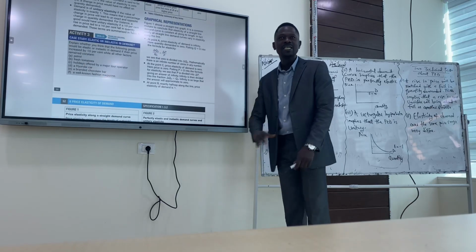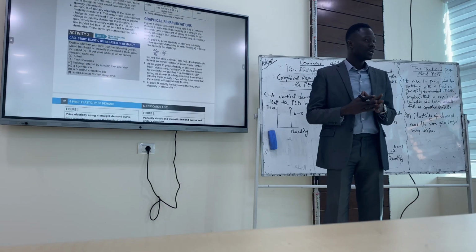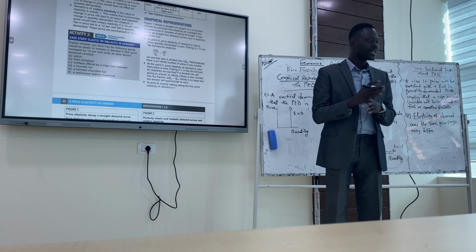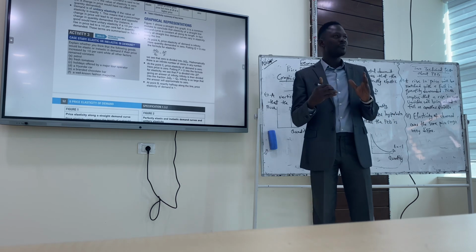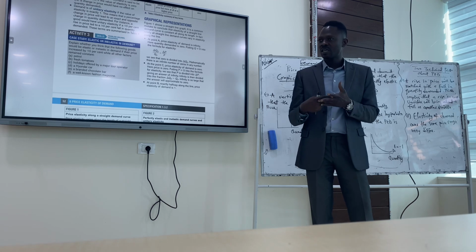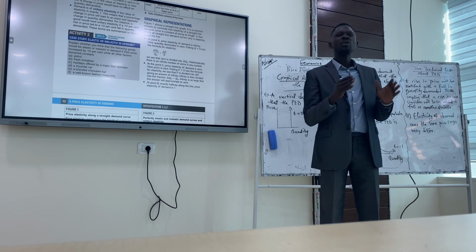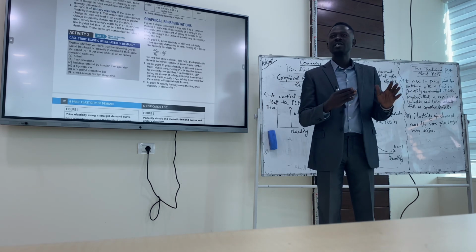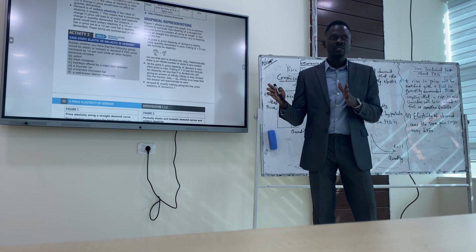PED. We said price elasticity of demand is the degree of responsiveness between the quantity demanded of a product as a result of a change in price. We have different situations when we calculate: we have inelastic, we have elastic, we have unitary. Today we want to go into the graphical representation of this calculation.